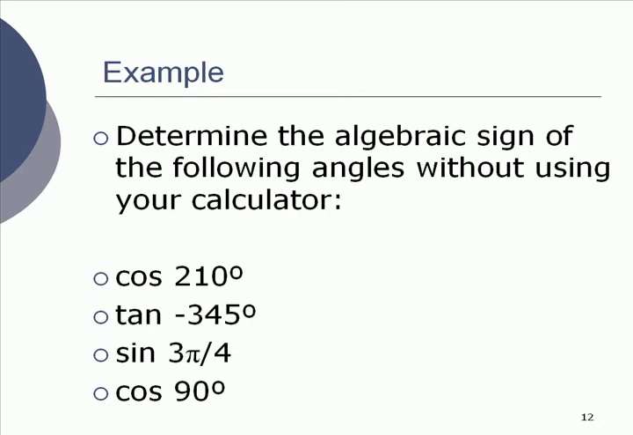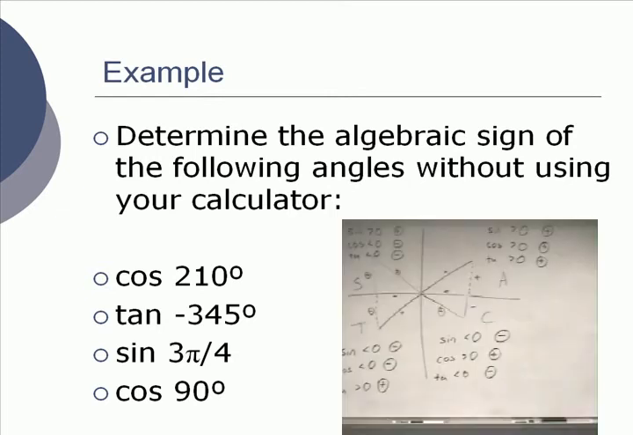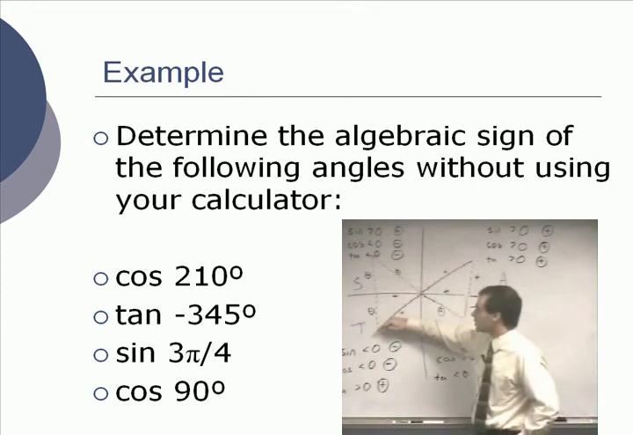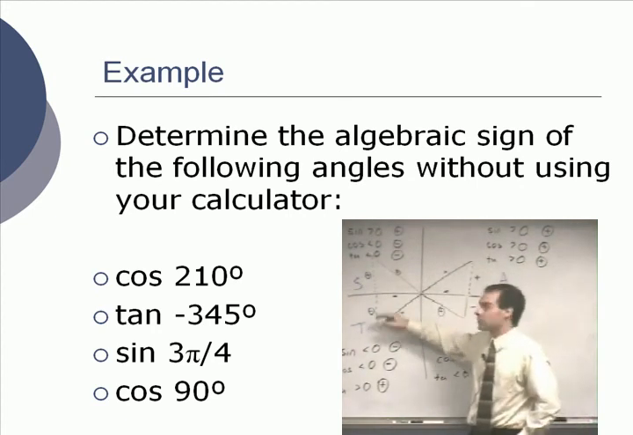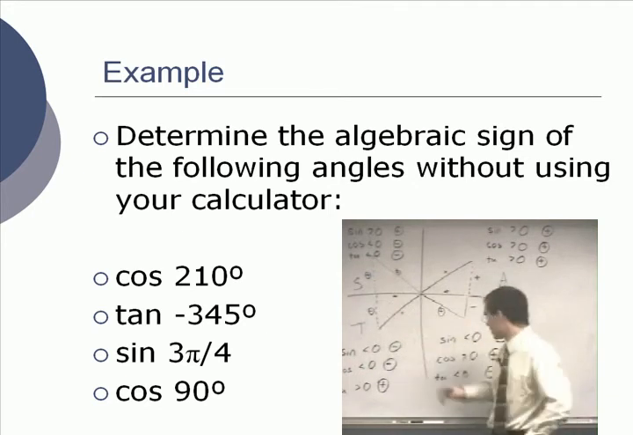Well, which quadrant are you in? Quadrant 3. Cosine of 210 degrees is going to be down here. Down here is the cosine positive? Nope, it's negative, so it'll be negative. Cosine of 210 degrees will be negative.